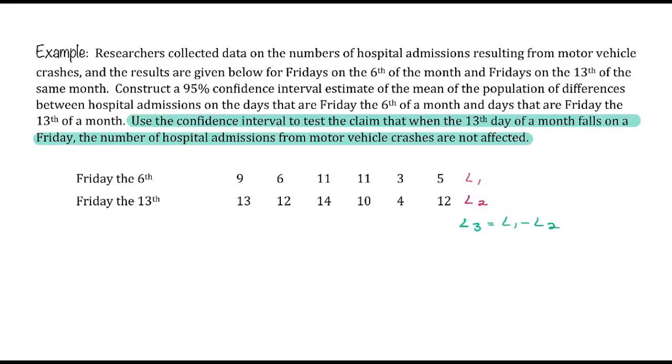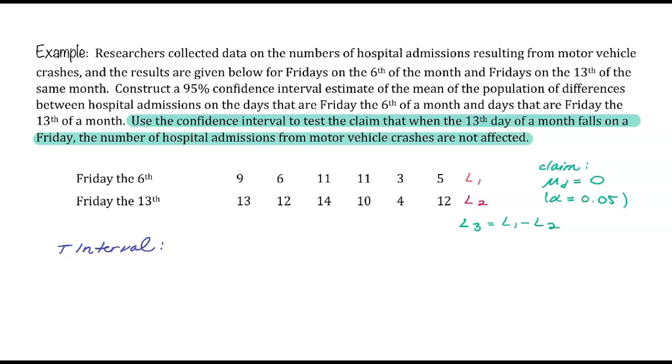The claim here is that the number of hospital admissions is not affected, that there really isn't a significant difference, or that the mean of the differences is equal to 0. We also need to use a significance level of 0.05. And we know that because we're constructing a 95% confidence interval estimate. That leaves 5% or 0.05 left over for alpha. We're going to use our calculator, and the function that we're going to use is t-interval.